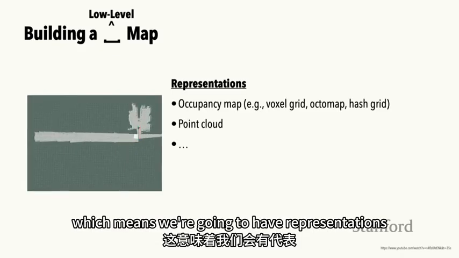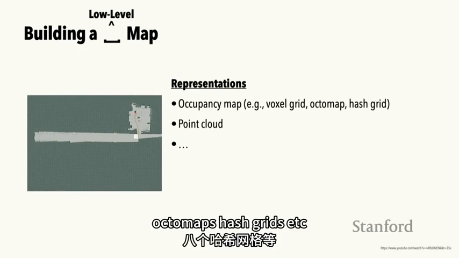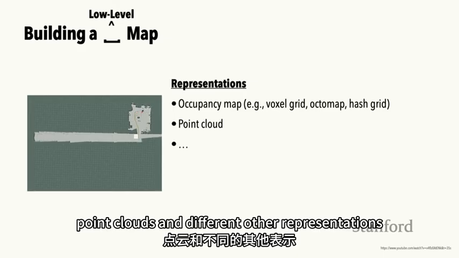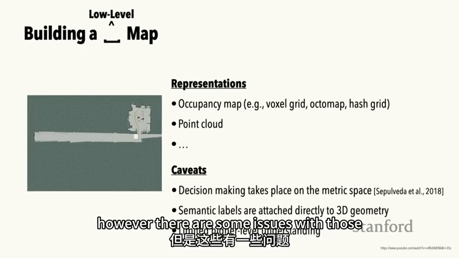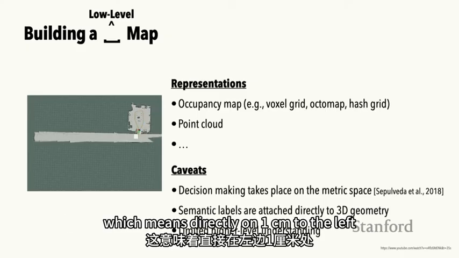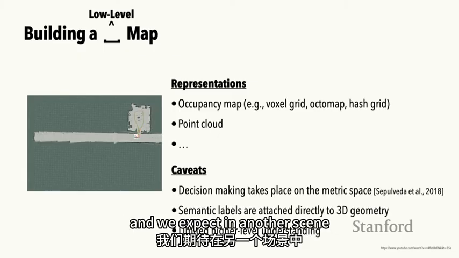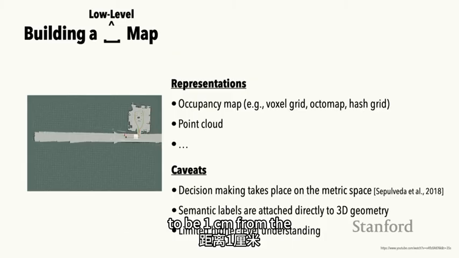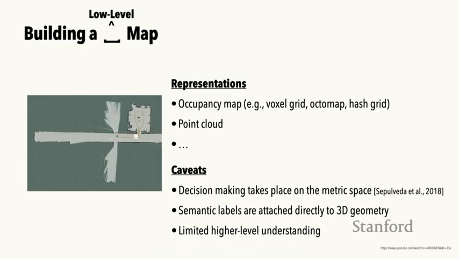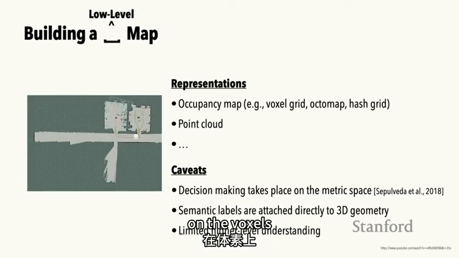Okay, so when we build a map, we can do it in a low-level manner, which means we're going to have representations such as occupancy maps, voxel grids, octomaps, hash grids, point clouds, and different other representations. However, there are some issues with those. The decision-making takes place in the metric space, which means directly that 1 centimeter to the left, we have a chair, and we expect in another scene, if we're going to generalize, the chair to be 1 centimeter to the left, right? Which means that the semantic labels are attached directly on the geometry, on the voxels.